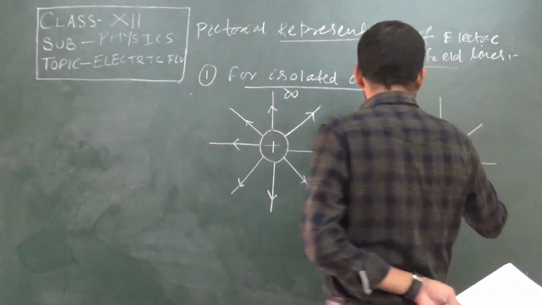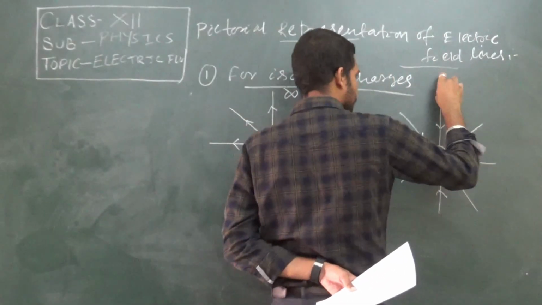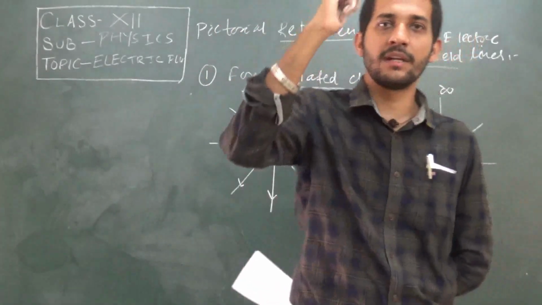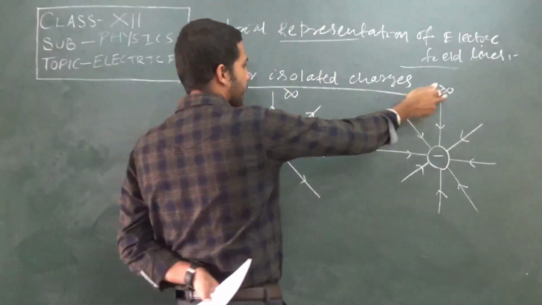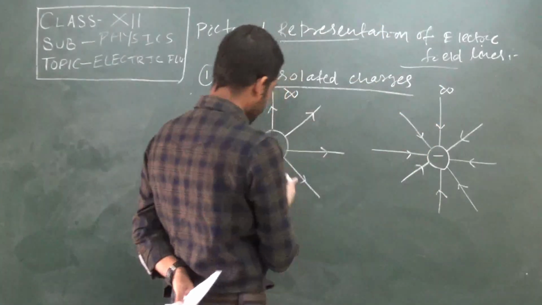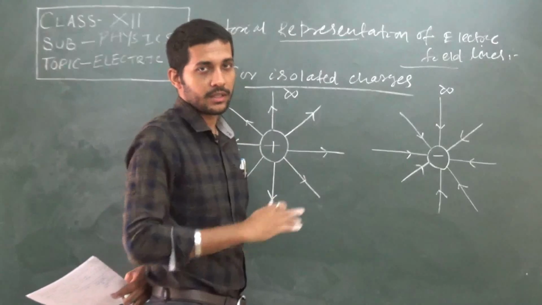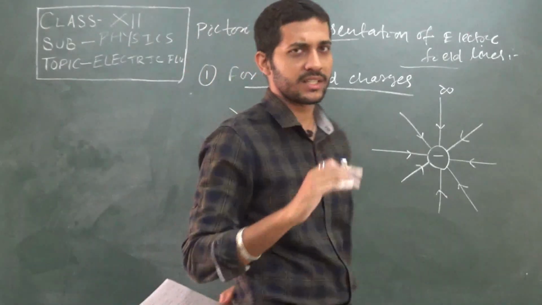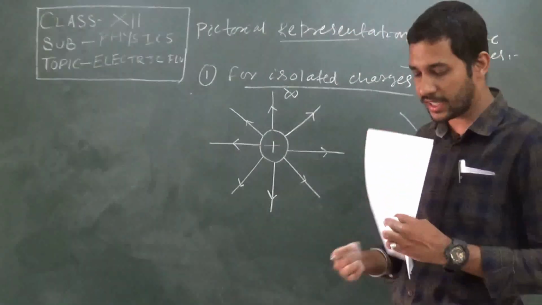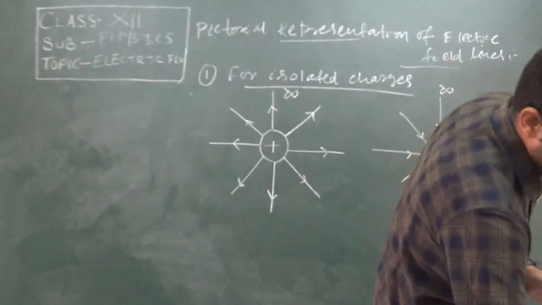And when I am talking about this one, infinite means there is a large distance. Don't think that they will come from infinite somewhere else, from alien Mars or somewhere. It means at a larger distance they are coming and they are going to enter the negative charge. It's not like we will go to infinite only. The distance is too large. Got this one? So these are the diagrams for your isolated charges.